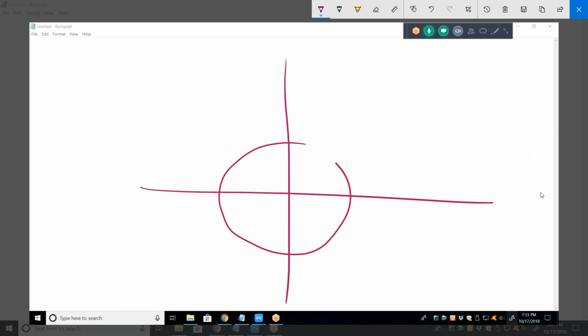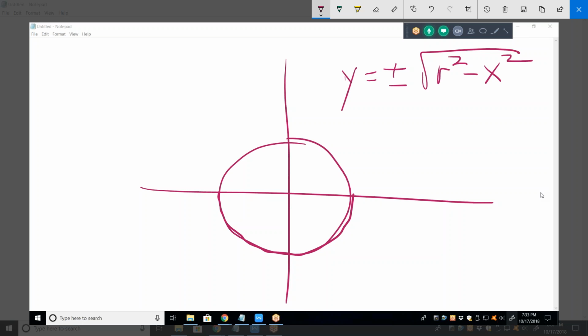Notice that when you solve it, let's talk about a circle. We'll make it a simple one at the origin, like that. The negative is this part down here. The positive is this part up here. Each one of them individually is a function. Together, they're not. Notice it does not pass the vertical line test.